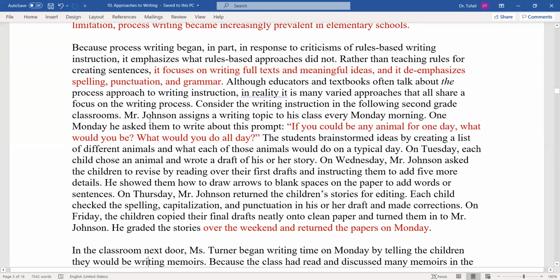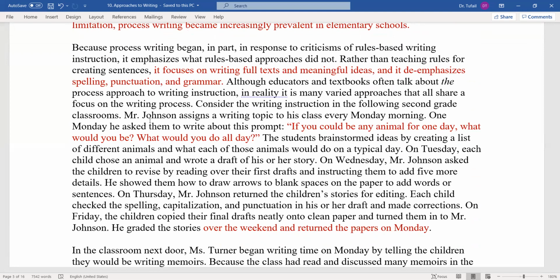Okay, suppose on Monday, Mr. Johnson goes to school and asks the students, "If you could be any animal for one day, what would you be? What would you do all day?"